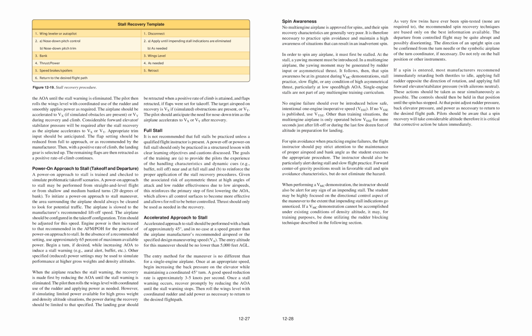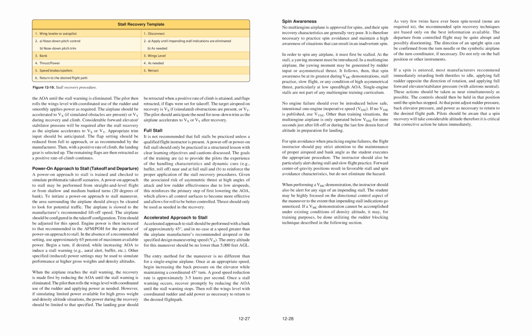If a spin is entered, most manufacturers recommend immediately retarding both throttles to idle, applying full rudder opposite the direction of rotation, and applying full forward elevator/stabilator pressure, with ailerons neutral. These actions should be taken as near simultaneously as possible. The controls should then be held in that position until the spin has stopped. At that point, adjust rudder pressure, back elevator pressure, and power as necessary to return to the desired flight path. Pilots should be aware that a spin recovery will take considerable altitude, therefore it is critical that corrective action be taken immediately.